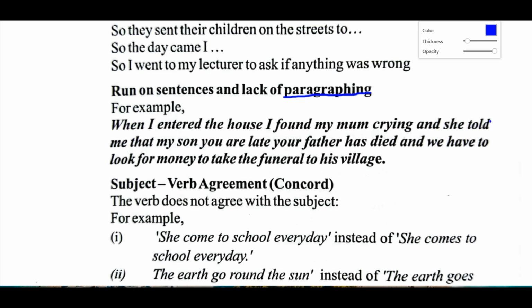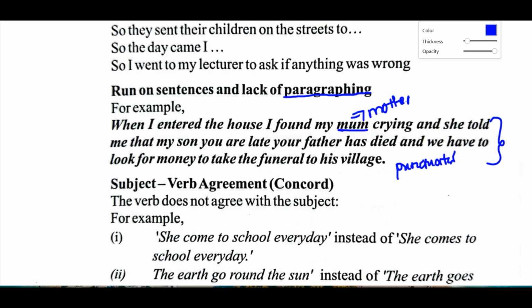So number one, the mistake of this sentence is punctuation. It is not punctuated. Then number two, we have wrong use of "mom." We said instead of using "mom," we are supposed to use "mother." So these are some of the mistakes that are there.